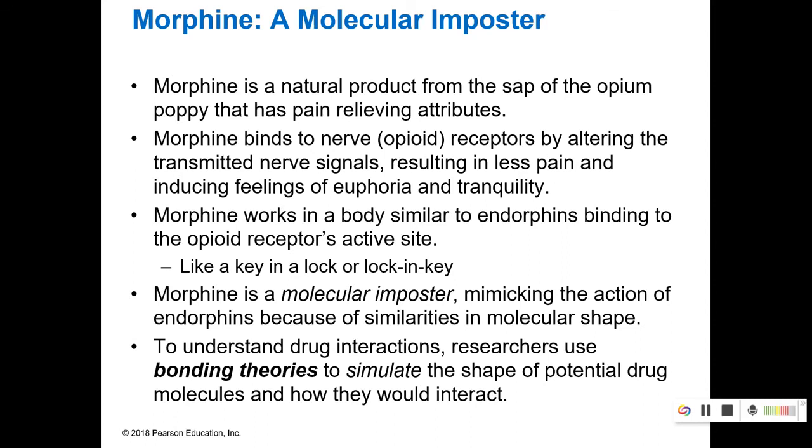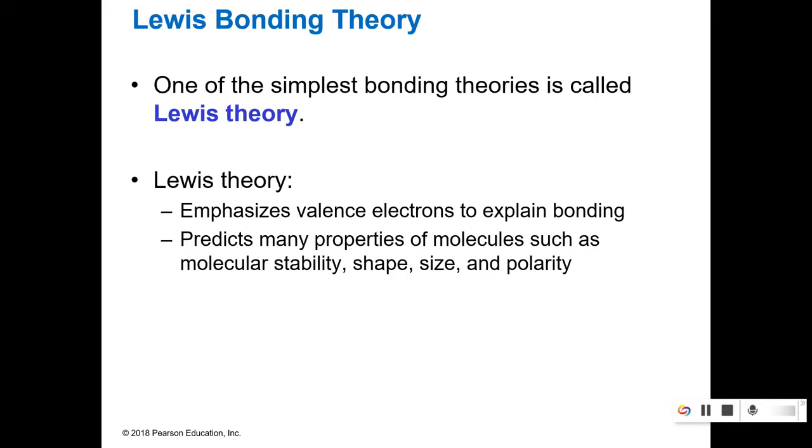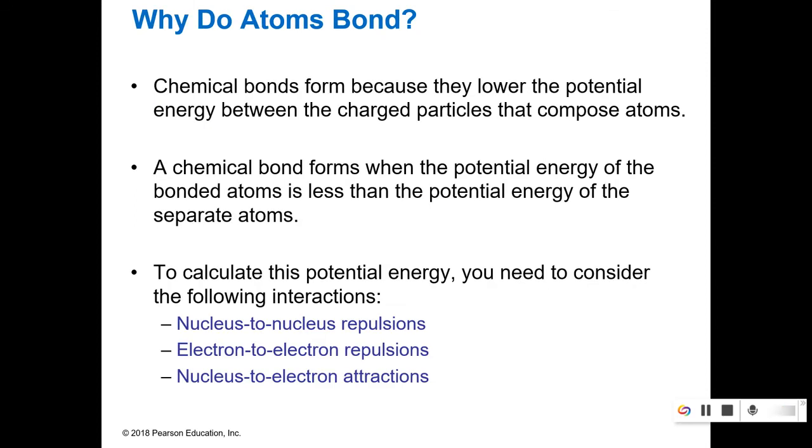So there are different bonding theories, and these show us the different ways the molecules interact. But the main one we're going to focus on is Lewis theory, which we already talked about. Remember, it's going to focus on those valence electrons. It's also going to help us predict properties of molecules like stability, shape, size, even polarity we'll get to.